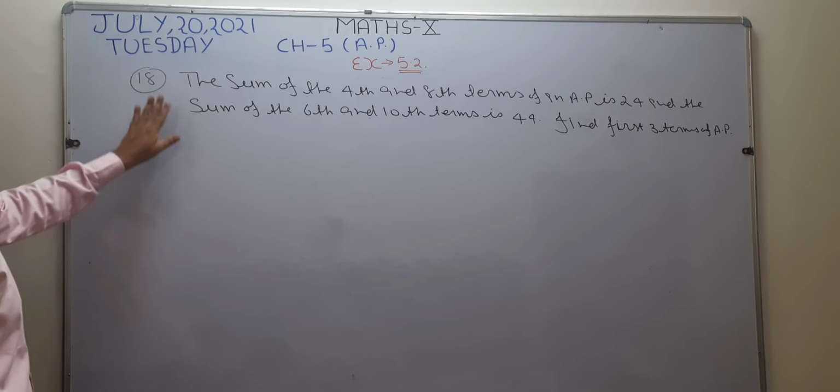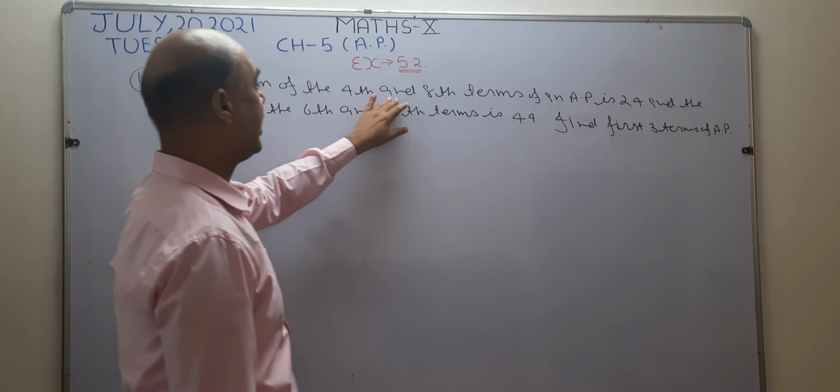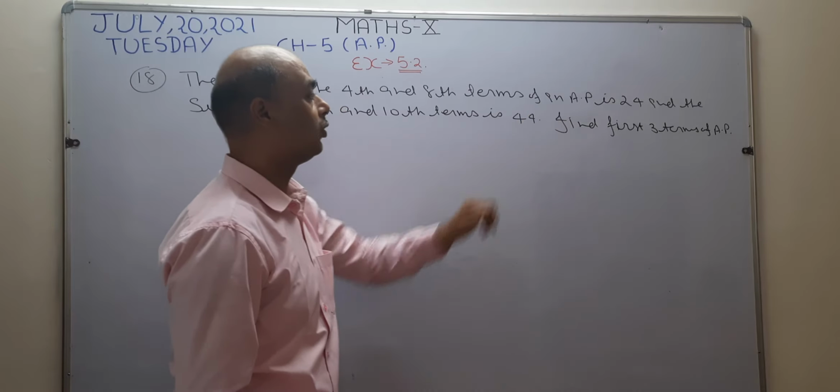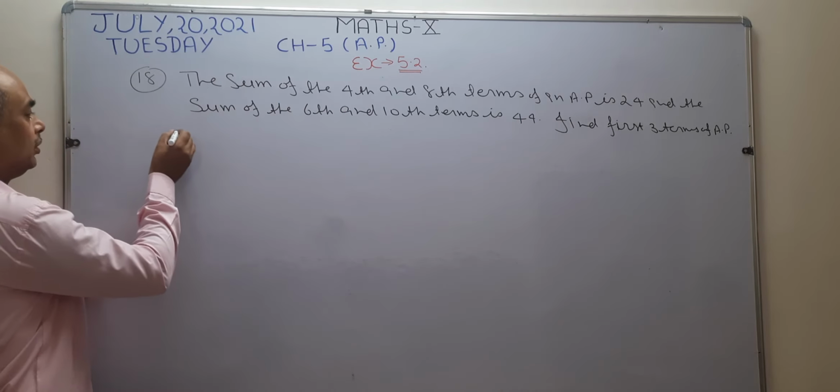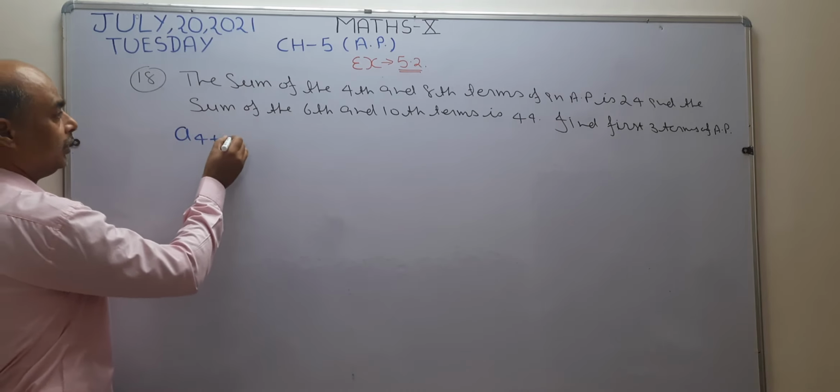Now we are going to solve question number 18 of exercise 5.2. The sum of the 4th and 8th term is 24. Now see what is given: the sum of the 4th term and 8th term. Sum means I want to add these two terms. The sum of both terms is given as 24. After that, the sum of the 6th and 10th term is given as 44.